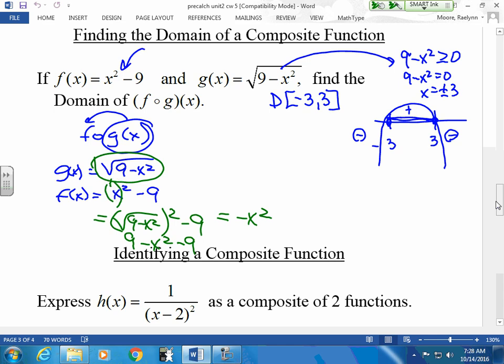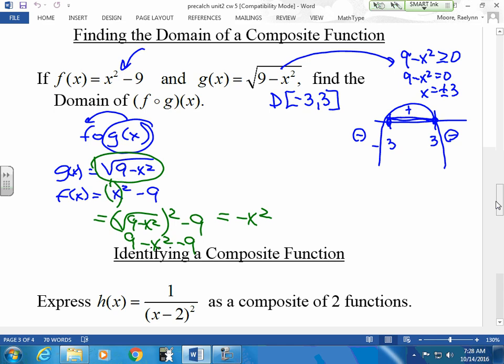Now negative x squared by itself has no restriction, but because we started out with it that way, we still have to have a restriction. Okay? And if you needed to find it the other way, whenever you can simplify, simplify it. At this point, I can simplify this, so simplify it. If you're doing some of the additions of your functions, get them always down to simplest terms.